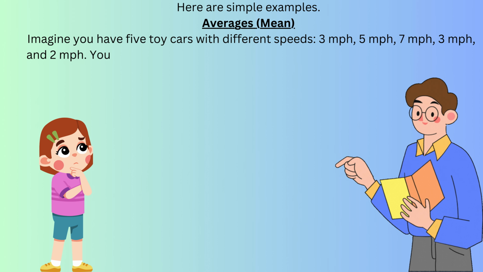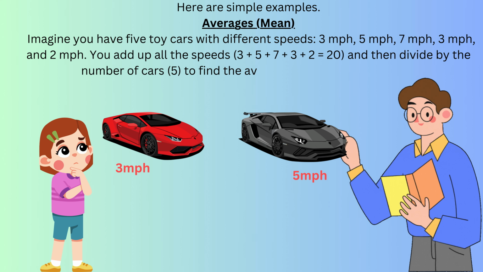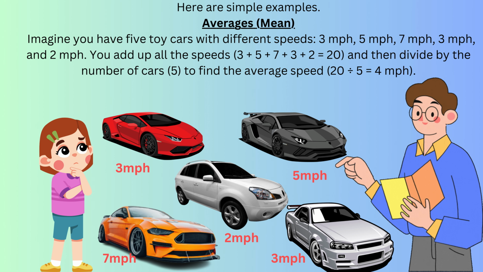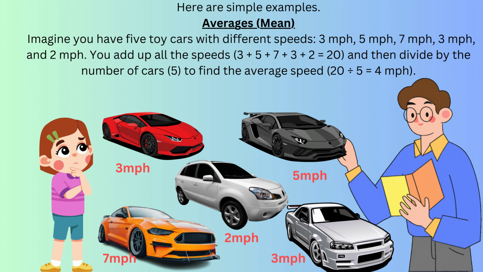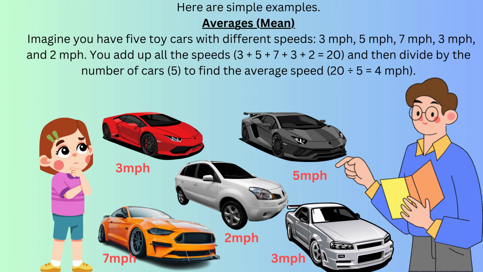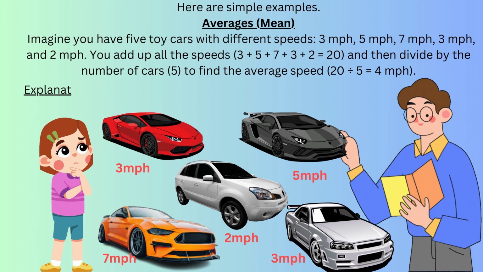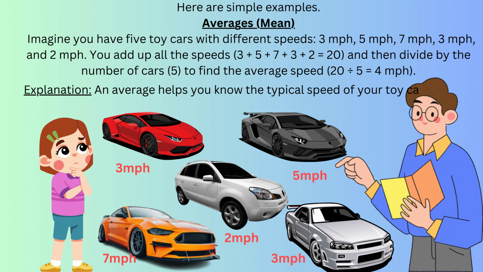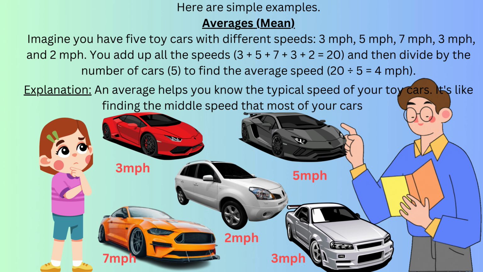Imagine you have 5 toy cars with different speeds: 3 miles per hour, 5 miles per hour, 7 miles per hour, 3 miles per hour, and 2 miles per hour. You add up all the speeds, 3+5+7+3+2 is equal to 20, and then divide by the number of cars, 5, to find the average speed. 20 divided by 5 equals 4 mph. Explanation: an average helps you know the typical speed of your toy cars. It's like finding the middle speed that most of your cars have.